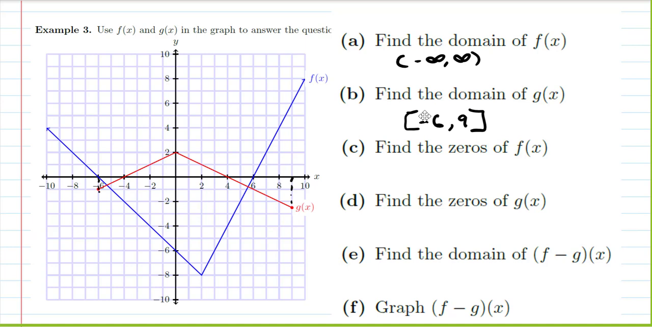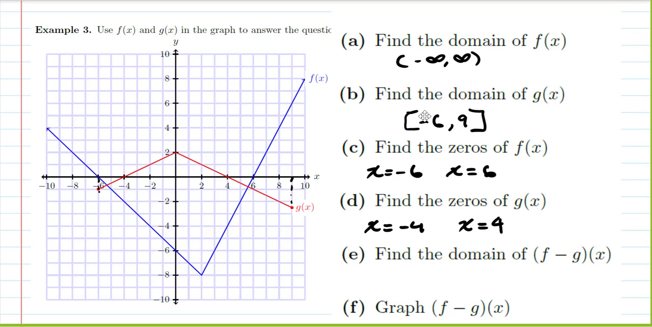Part C says find the zeros of f of x. And this is where remembering that zeros, solutions, and x-intercepts are the same thing. So when it says find the zeros of f of x, it's also saying find the x-intercepts. My x-intercepts occur where my graph crosses the x-axis. So the zeros of f are x equals -6 and x equals +6. Finally, my zeros of g are going to be where my red graph, or g, crosses the x-axis. So that's at x equals -4 and x equals +4.